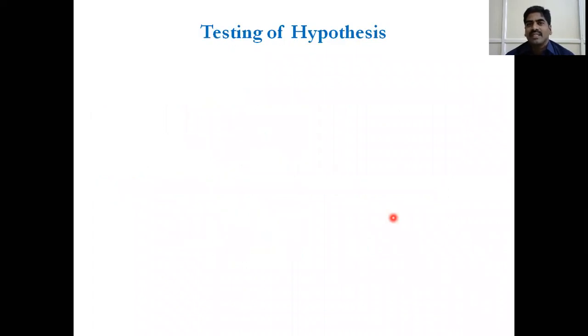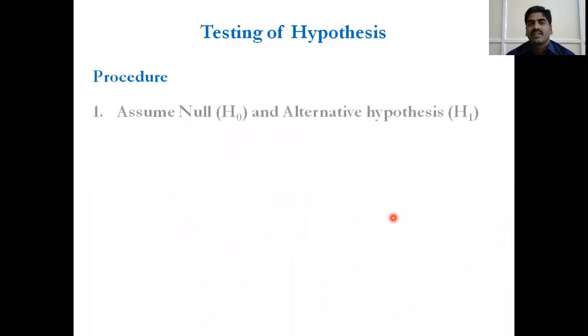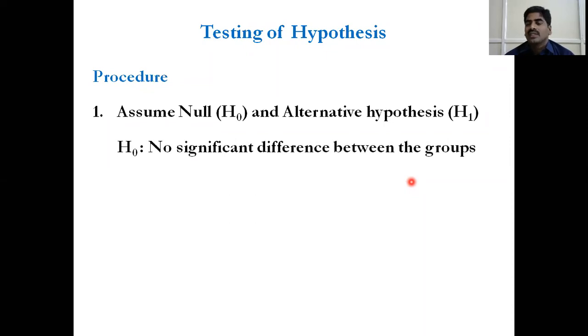So this is the procedure in testing of hypothesis. The first step is, you have to assume a null hypothesis and an alternative hypothesis. See, before the experiment, you don't know what result you will get at the end of the experiment. So first you have to assume the null and alternative hypothesis. What is the null hypothesis? The null hypothesis always says no significant difference. In the previous example, there is no significant difference in marks between student A and student B. That is our null hypothesis.